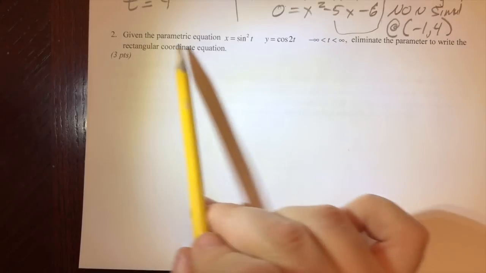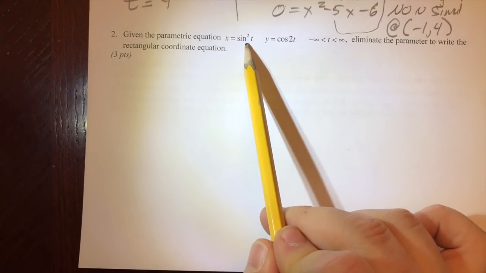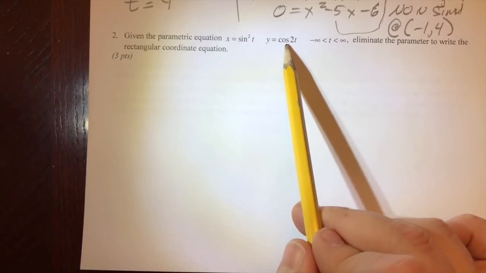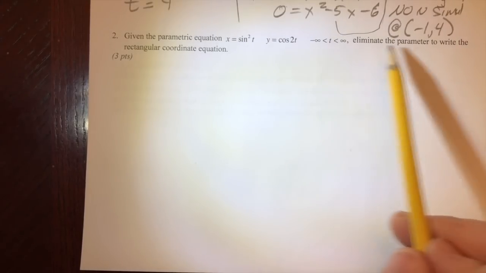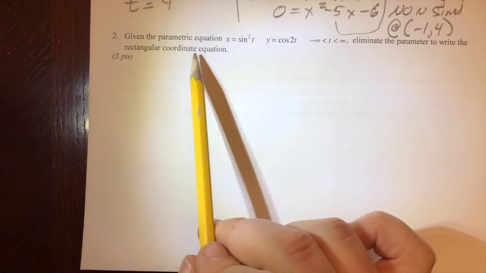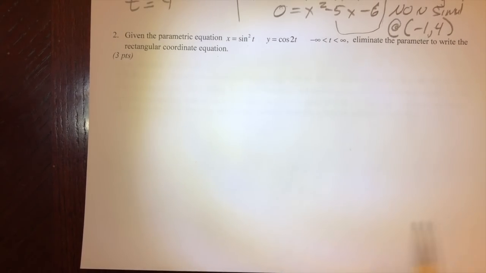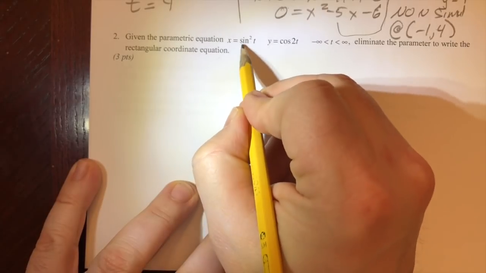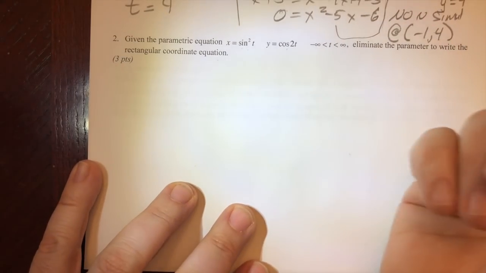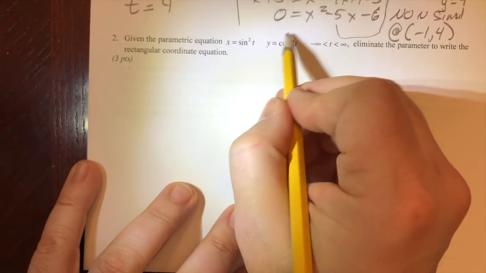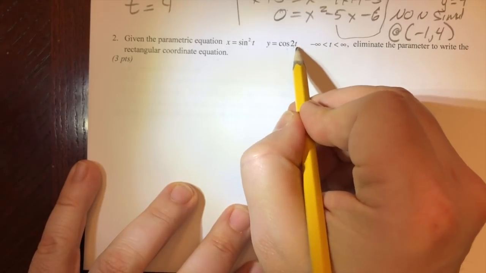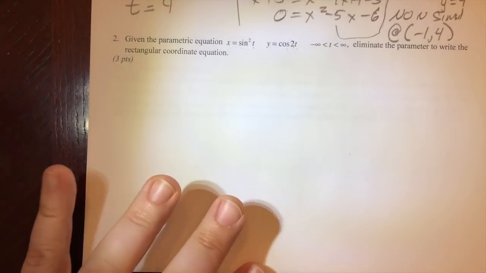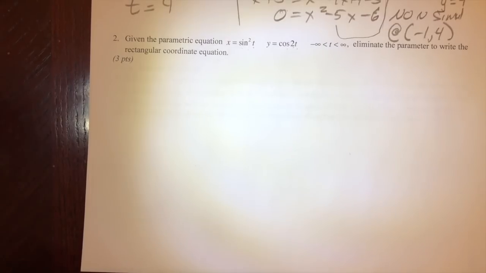Number 2 says, given the parametric equation x equals sine squared of t and y equals cosine of 2t for all t, eliminate the parameter to write the rectangular coordinate equation. All right, so let's see here. There's a couple different things to notice. I've got a sine and a cosine. That's an issue. I've got a squared. There's something that isn't squared over here. And I've got 2t, but over here I have t. So all of those are things we might need to deal with at some point.